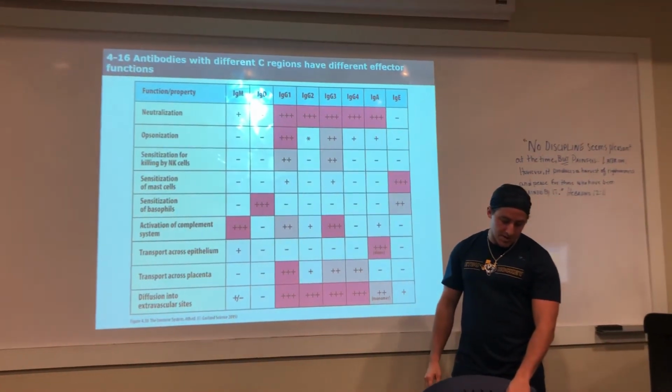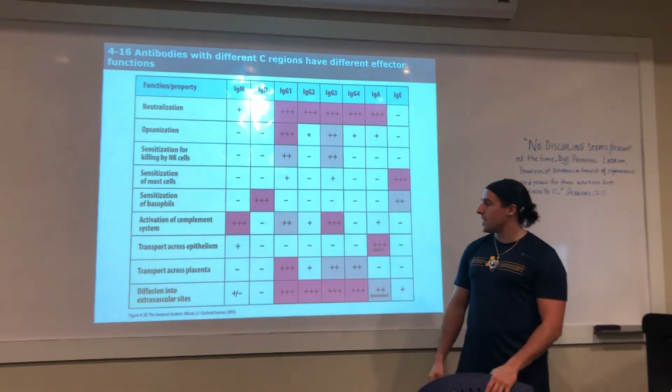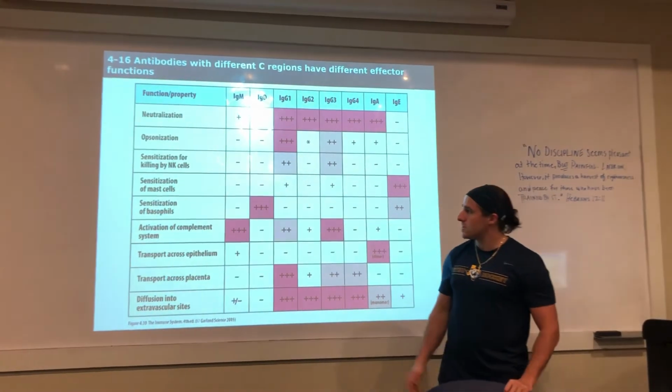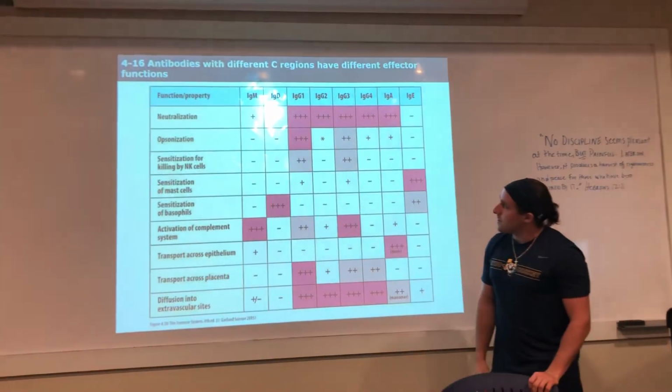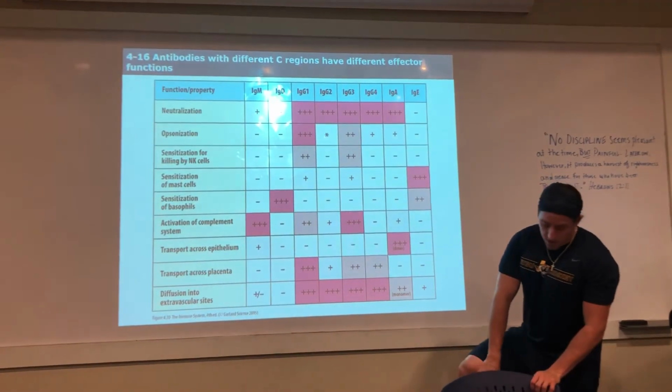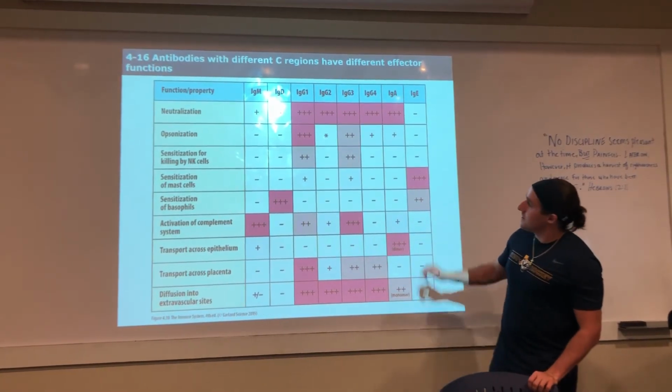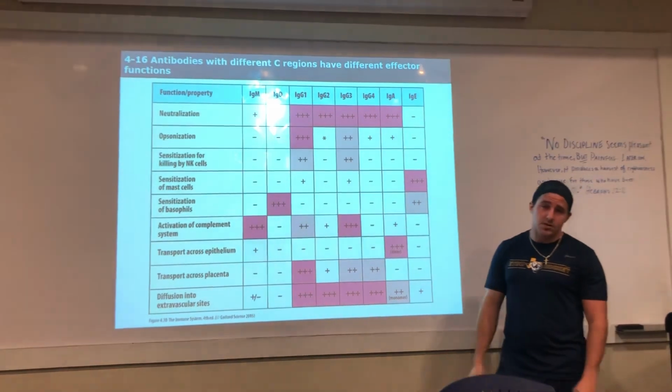It is also the least abundant in the serum, and it also helps affect the sensitization of basophils, and in combination with that, the sensitization of these mast cells, which is exactly what we're talking about for degranulation.